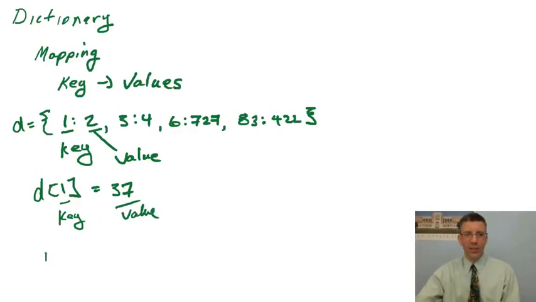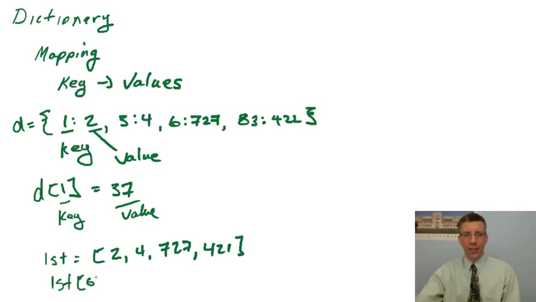So if we had a list that equals 2, 4, 727, 421, okay, and I access it like this, list[0], I'm going to get the 0th element. This is the same looking syntax as the dictionary. Okay, the key here is 0. The key here was 1.